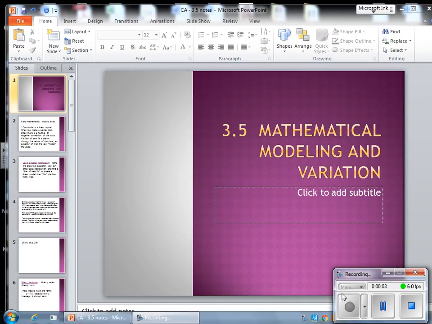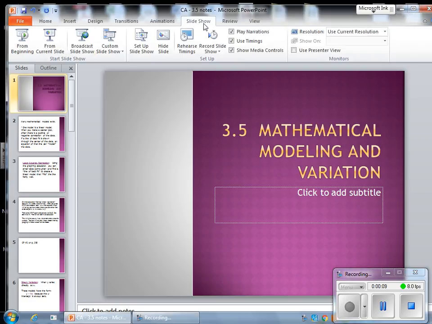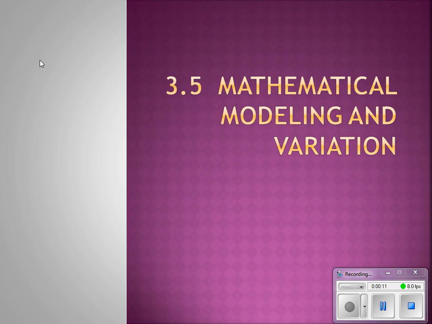Today's lesson is Chapter 3, Section 5, Mathematical Modeling and Variation. Please open up your textbooks to page 289. You'll definitely need it today for a couple of the story problems that we're going to take a look at together. So get on that page now and notebooks open and we'll get this started.